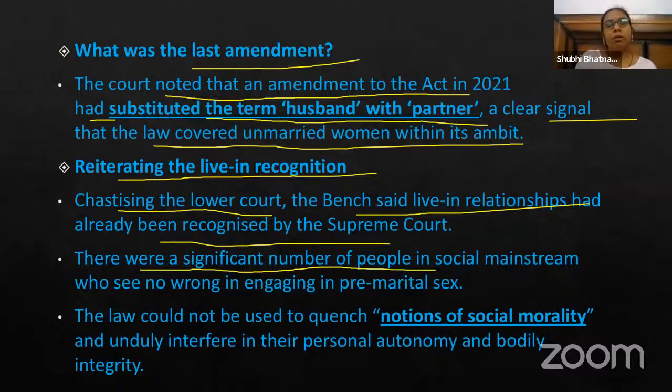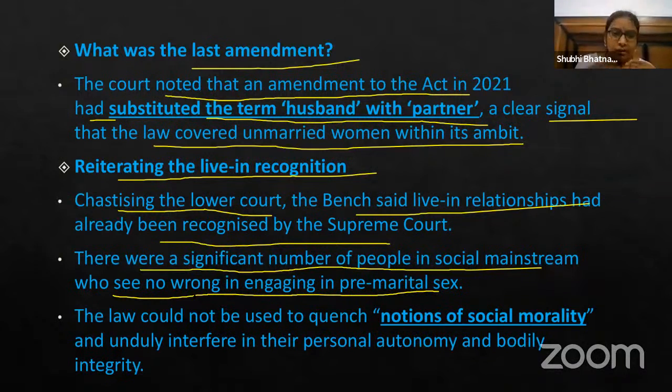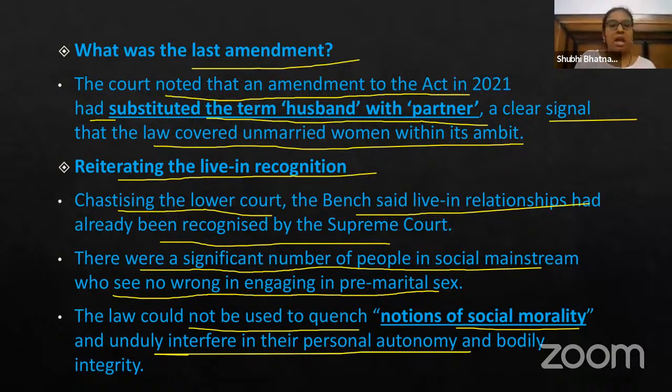There were a significant number of people in social mainstream who see no wrong in engaging in premarital sex. Okay, so there are a huge number of people in our society who are totally okay, and who think there is no wrongdoing in the process of premarital sex. The law could not be used to quench notions of social morality and unduly interfere in their personal autonomy and bodily integrity.